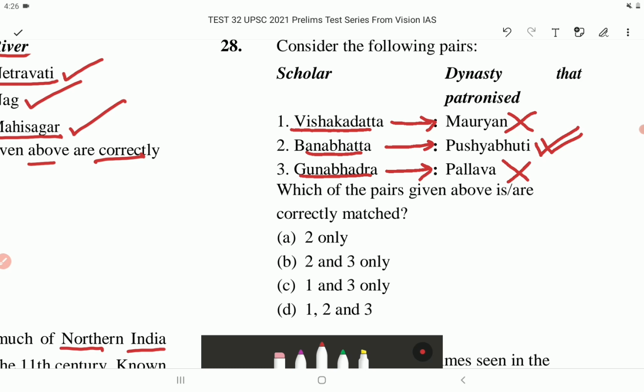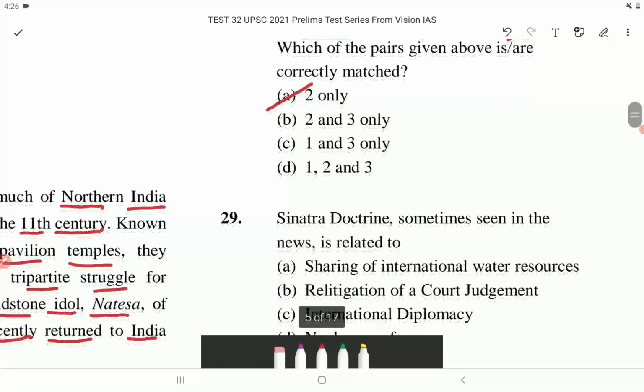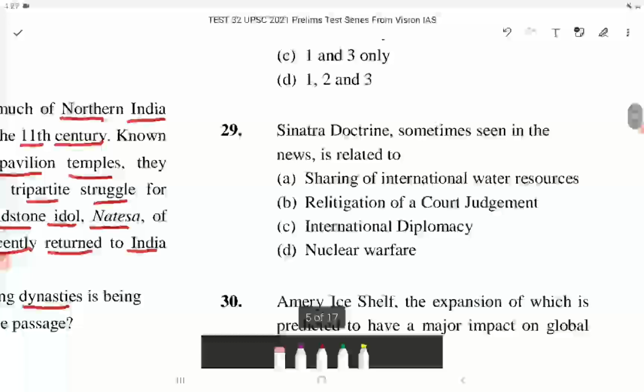Which of the pairs given above is or are correctly matched? The correct answer is option A, that is 2 only. Now let's come to next question, that is question number 29.